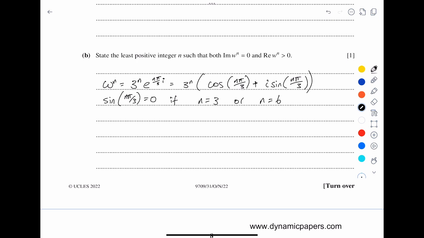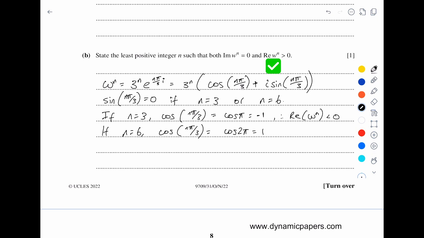The next multiple of 3 is 6, and when we plug this in we get cos 2π, which gives us 1, which satisfies the condition. So therefore, n must be 6.